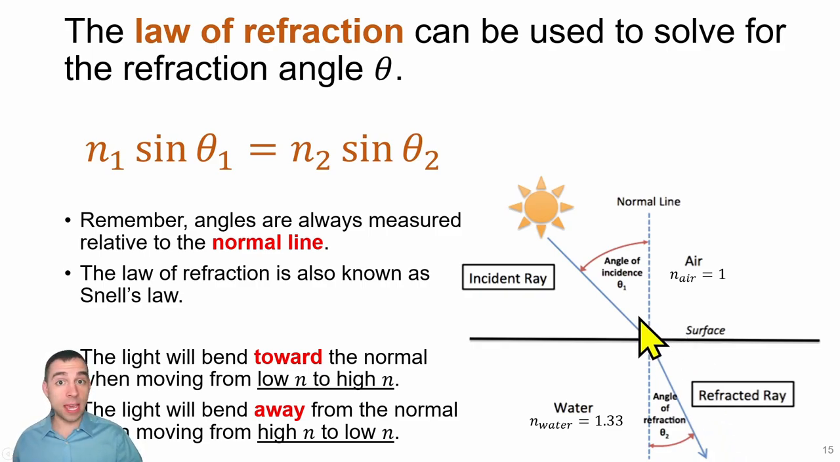And remember, these theta values are always measured relative to that normal axis, which is perpendicular to the interface. So if we're traveling from a low-n material to a high-n material, like we are in this case, the light ray will bend toward the normal as it slows down entering that new medium. If it were traveling from a high-n material to a low-n material, then the light wave would bend away from the normal.